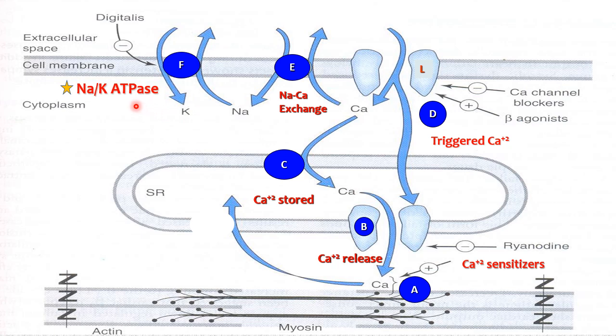Then we have another transporter or pump, that is sodium potassium ATPase. So the contractile activity also depends upon the intracellular sodium concentration as well as the activity of the sodium potassium ATPase, which removes the intracellular sodium, and this pump is the major determinant of sodium in the cell. And as you can see, it is the primary target of the cardiac glycosides.